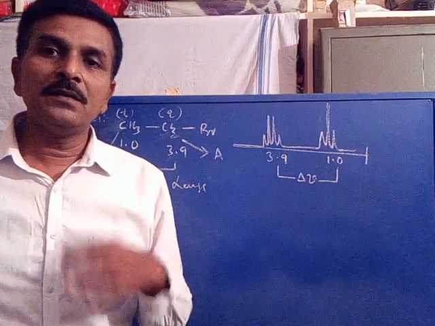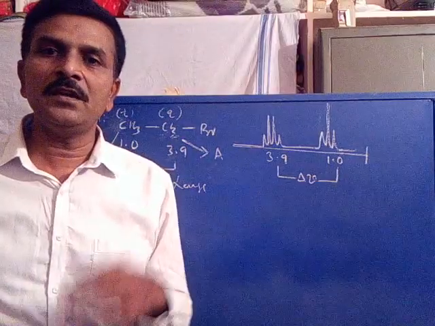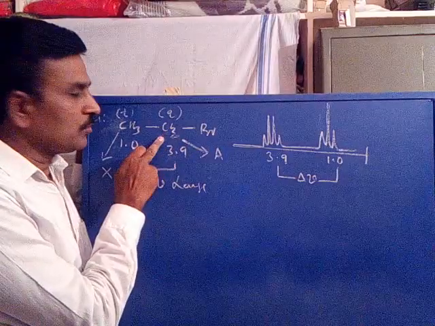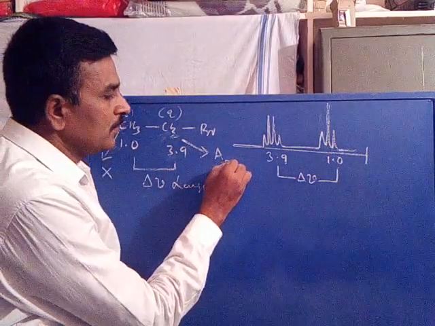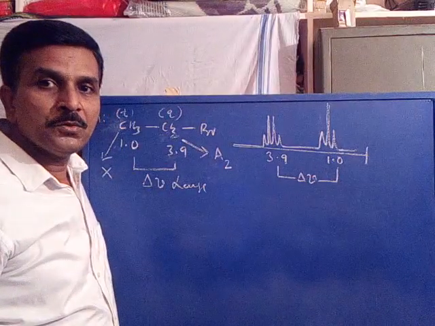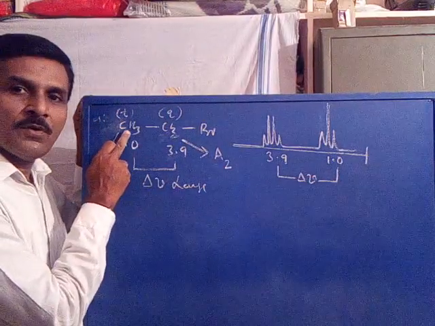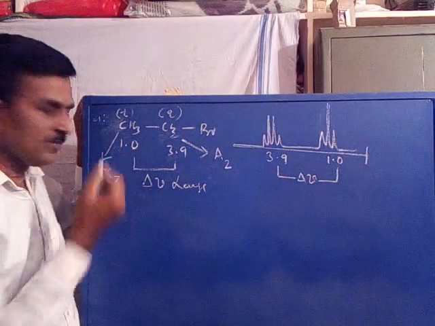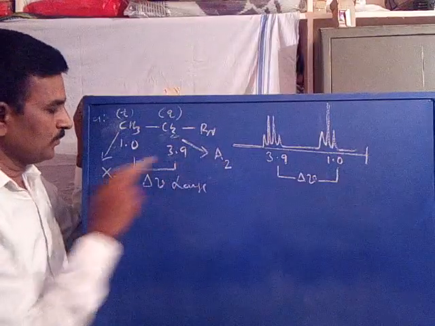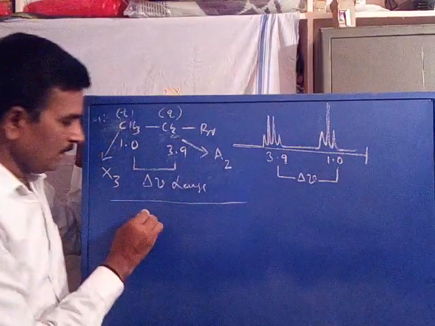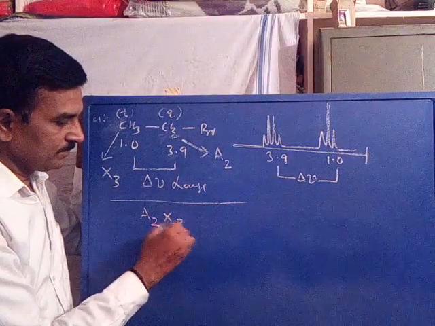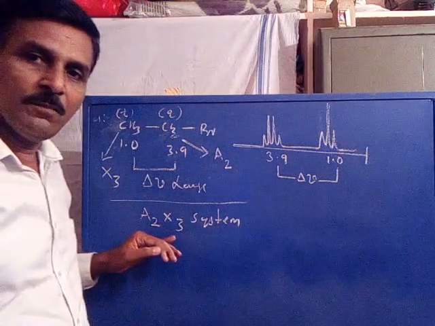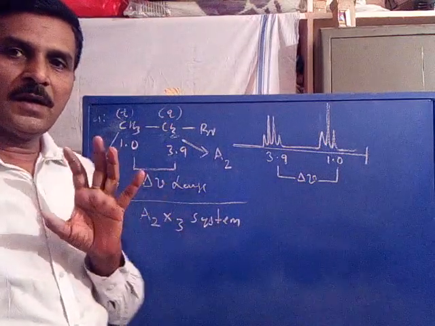What is the third condition? The number of protons in each set is to be designated with a subscript. That is, the CH2 group has 2 protons, therefore subscript 2 is used, it becomes A2. And CH3 group has 3 protons, so X becomes X3, subscript 3 is used. Now the whole system becomes A2X3 system. Is it clear?